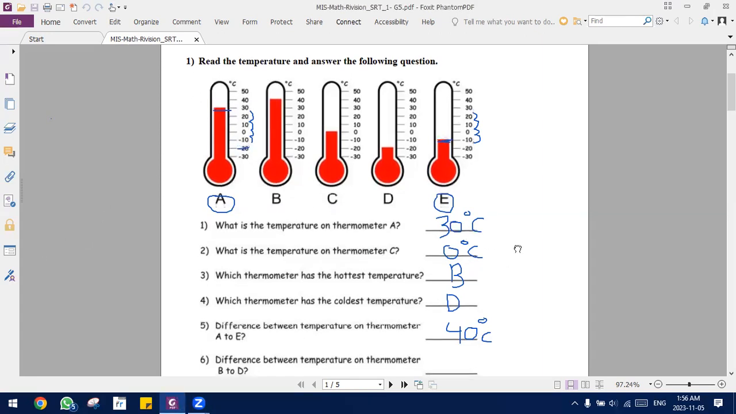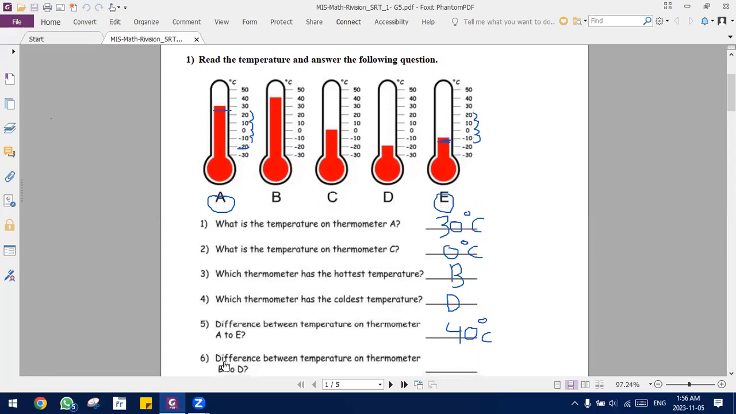Then the next one, the difference between B and D. Let me remove the previous one. Okay, B and D. This one, that one. We check the temperature on B, 40 degrees. On D, it's minus 20. So let's find the difference between them. Let's count from minus 20 till 40.